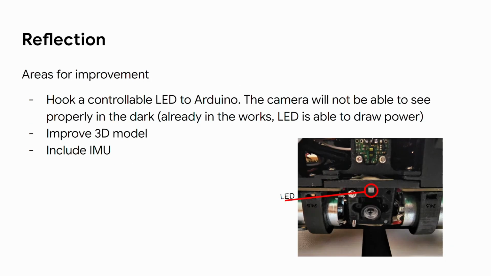So for areas for improvement, we want to hook a controllable LED to the Arduino for possible shadow parts in the internationals, since the camera alone cannot see the line properly in the dark. It's already in the design, actually we already put one, but it's currently not controllable as of yet, so that's in the to-do list. We also want to improve some of the 3D models, as some are currently prone to breaking when printed with PLA.